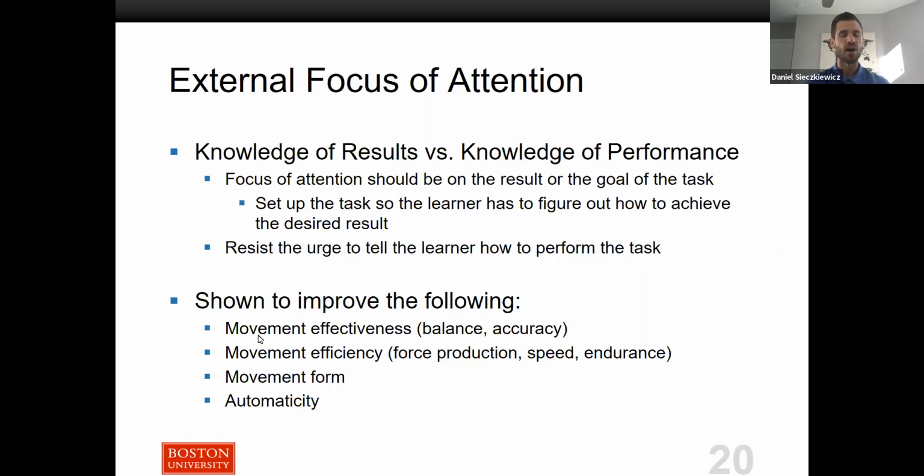When we use knowledge of results rather than knowledge of performance, it's been shown to improve the following. Movement effectiveness, which might be balance or accuracy; movement efficiency, which might be things like force production, speed of movement, or endurance. It improves movement form, and it improves automaticity, so being able to recall that movement pattern independently and reproduce it on a retention test. So if we use knowledge of results versus knowledge of performance through an external focus of attention, taking the attention away from the learner and more onto the task, we can achieve improvement in all of those areas.